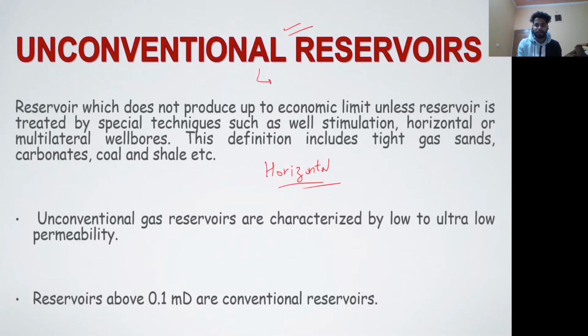That is, they have ultra low to low permeability of the scale of nanodarcy. So to produce our reserves from such a reservoir, we need to inculcate such special techniques. And reservoirs above 0.1 millidarcy of permeability are generally classified as conventional reservoirs. Okay, so that was the major distinction between your unconventional and conventional reservoir from definition point of view.